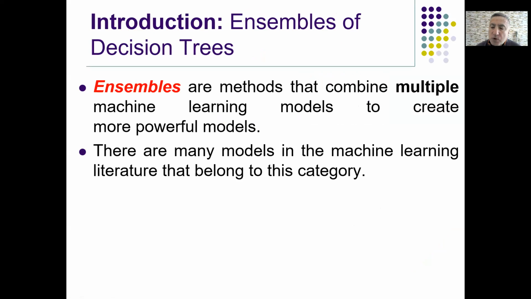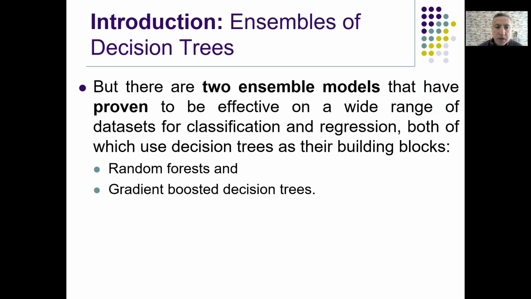Ensembles are methods that combine multiple machine learning models to create more powerful models. There are many models in the machine learning literature that belong to this category. However, there are two ensemble models that have proven to be effective in a wide range of datasets for classification and regression, both of which use decision trees as their building blocks. These are random forest and gradient boosted decision trees.